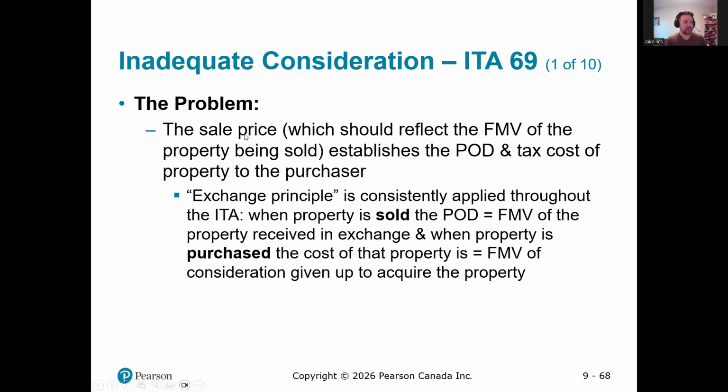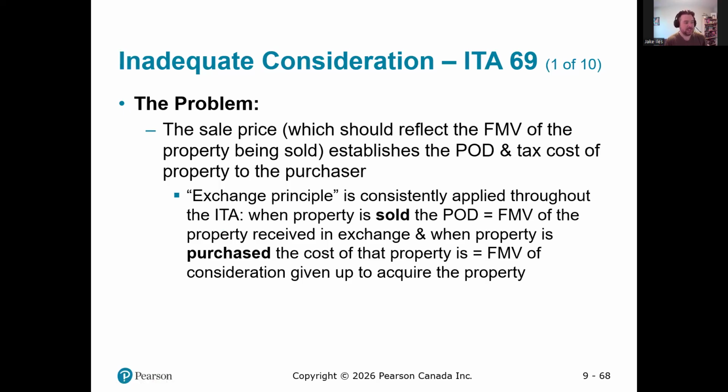The problem comes in when the sales price, which should reflect the fair market value of the property being sold, establishes the proceeds and tax cost of the property to the purchaser. So what that means is, because in the market we expect that people will exchange things at a fair price, we often consider whatever money's being exchanged to equal the fair market value. That transaction freely made is the measure of a fair market value. If I could get more money for it, I'd go to someone else. If they can buy it for less money, they'll go to someone else. For us to have come to an agreement, we, members in market, must have agreed that it's a fair price.